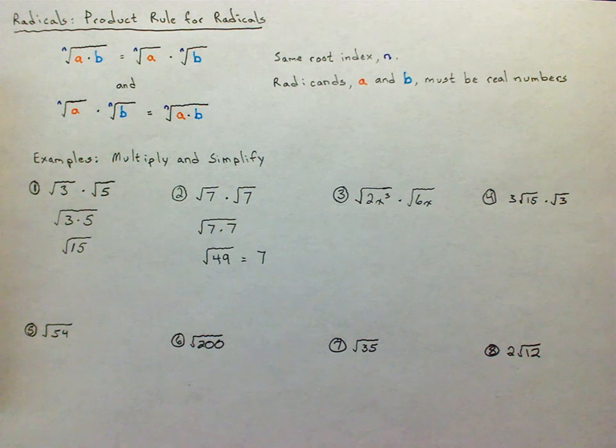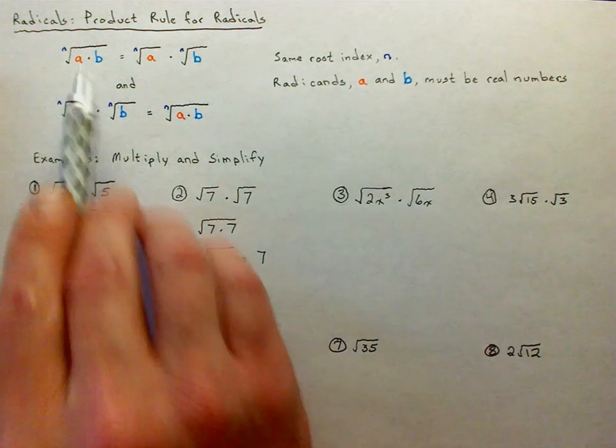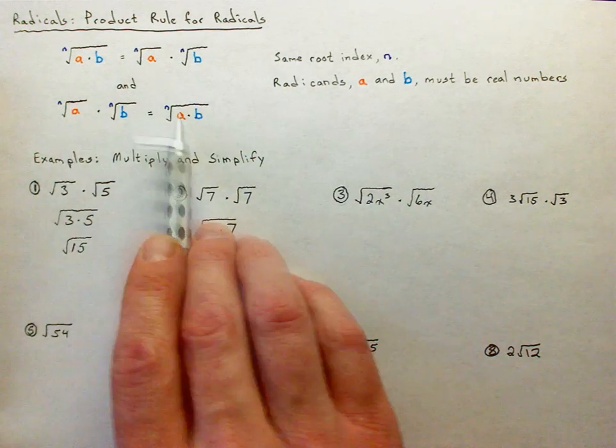Hello everyone. We're going to look at radicals and the product rule for radicals, which helps us simplify radicals, another means of doing so. We have a set of formulas here that we can use, going back and forth.